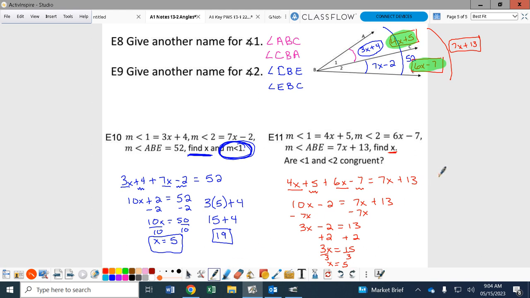So when I plug back in, 4 times 5 plus 5 is going to put me at 20 plus 5, which is going to be 25. When I plug it back in the other one, 6 times 5 minus 7 is going to be 30 minus 7, which is 23. So yes or no? Nope, they are not congruent. And there you go, guys.